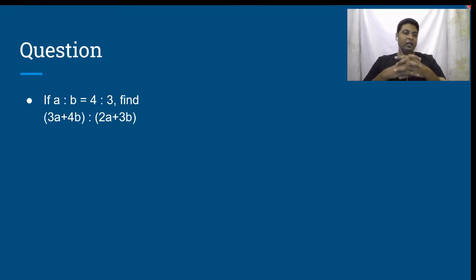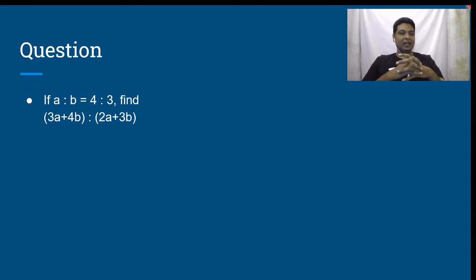If A is to B is 4 is to 3, then find 3A plus 4B is to 2A plus 3B. Just because we know how to write does not mean we need to start writing. We can just think and also get the answer.